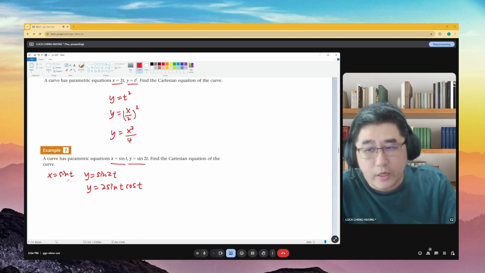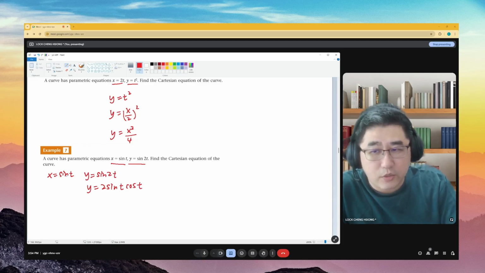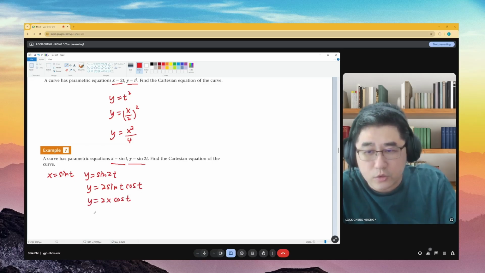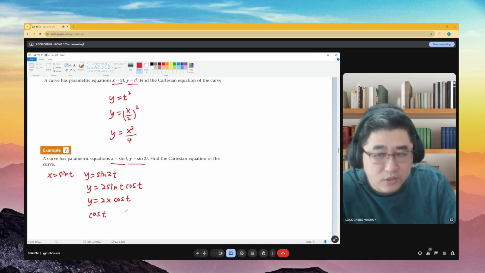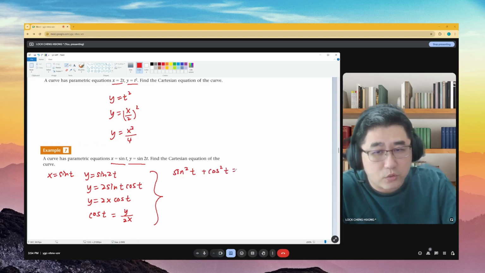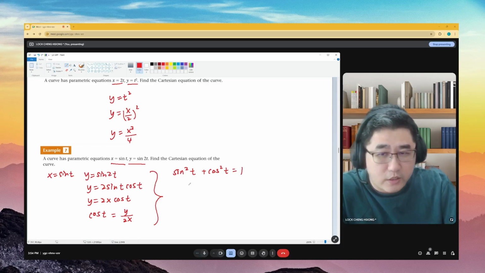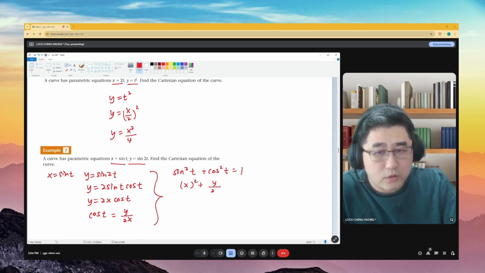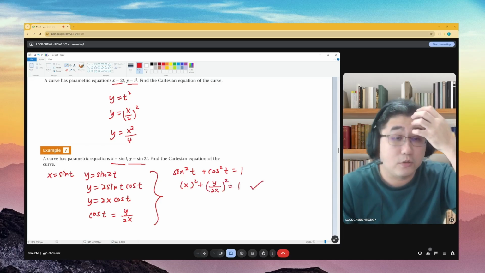Then after that I can replace sine t with x. So y equals 2x cos t. If I write cos t as the subject, I have y over 2x. From here, I borrow my trigo formula, sine squared t plus cos squared t equals 1. So sine t is x, so I have x squared, and cos t is y over 2x, squared, equals 1. That will be your Cartesian equation.